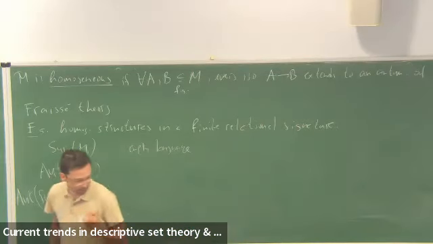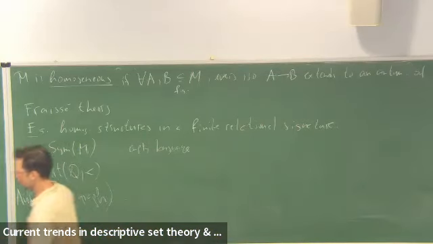So maybe I'll say a few things now about measure preserving actions. This will just introduce the objects that I'm interested in. So we have the following situation. We have X, B, a standard Borel space with a probability measure.